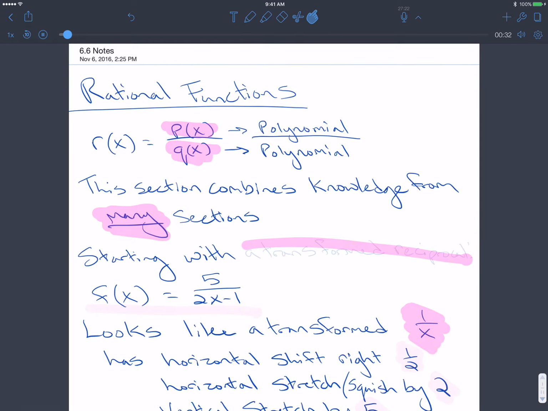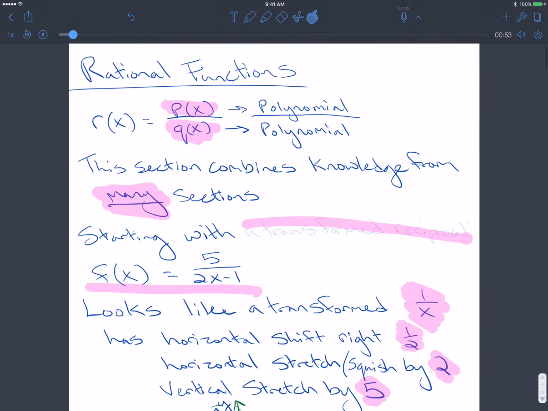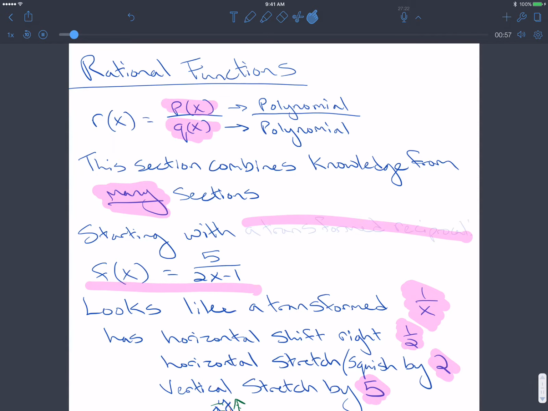So I've given f of x here as 5 over 2x minus 1. So if you remember from the previous sections what 1 over x looks like, then the transformations that are taking place here are a horizontal shift right by 1/2, a horizontal stretch or squish by 2, and a vertical stretch by 5 in this particular problem.